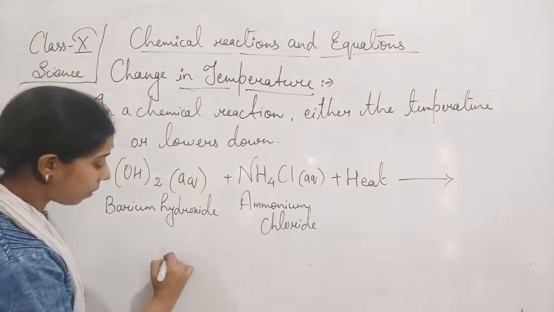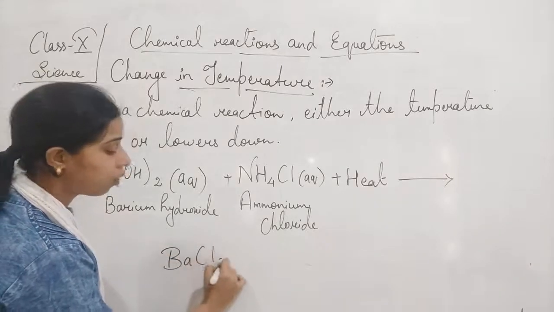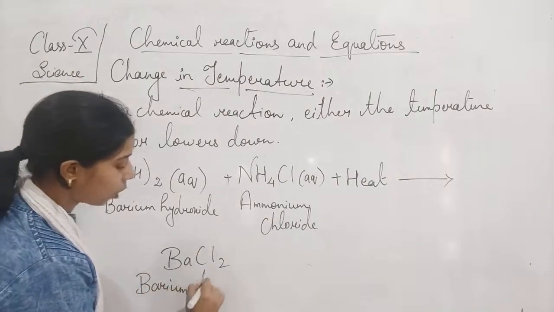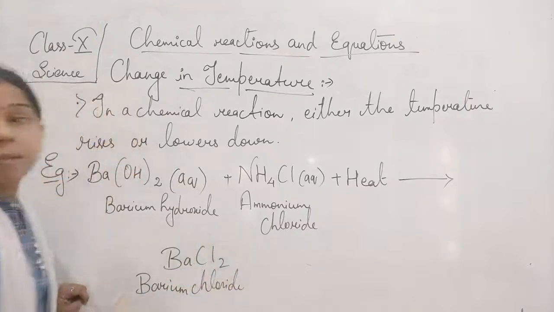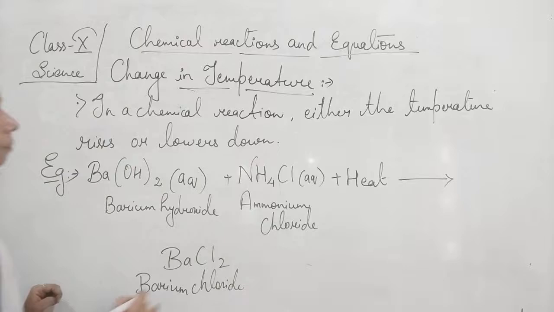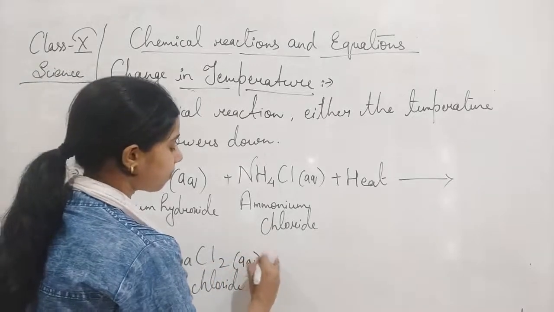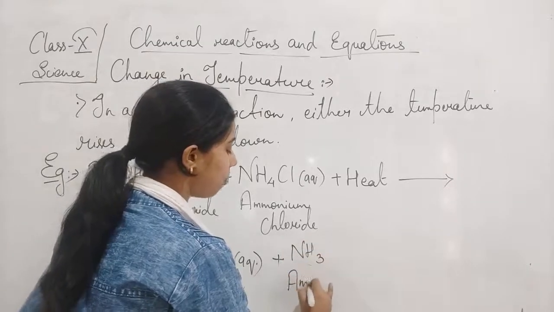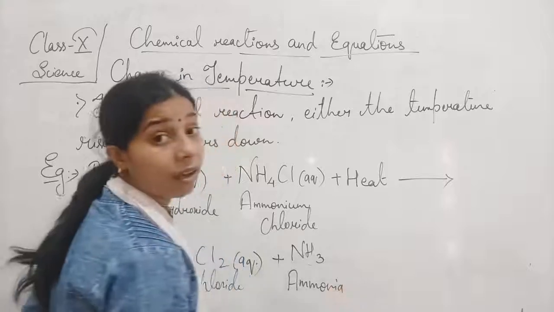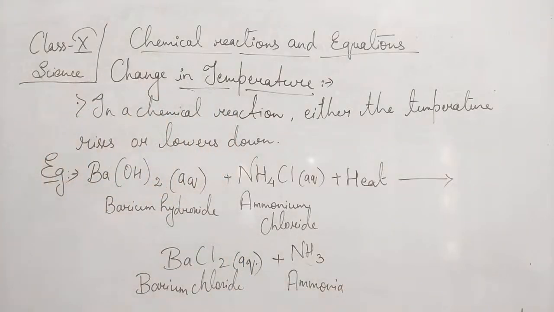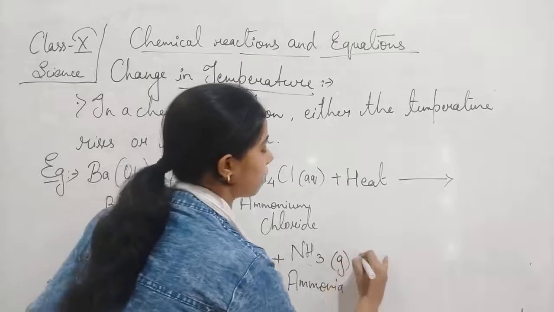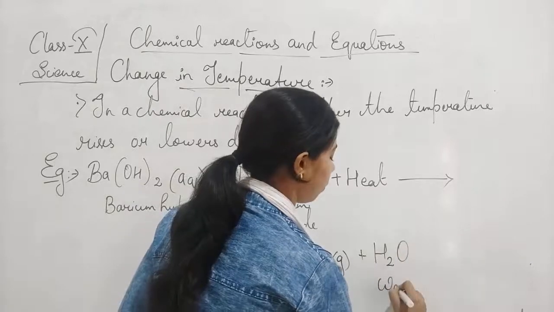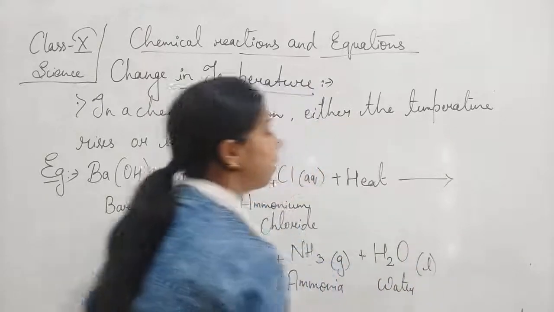So the product which is formed here is BaCl2, we will write BaCl2 as barium chloride, which is in the form of aqueous solution, plus NH3, which is also called ammonia, which is a gas. Okay, so it is in the form of a gas, plus water, H2O, which is in the form of a liquid.